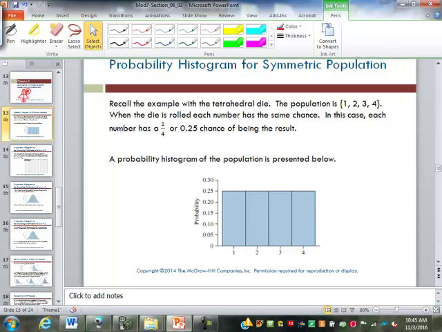So recall the tetrahedral dice, we had the population was 1, 2, 3, 4. The probability of rolling each number on the die is the same, 0.25, assuming it's a fair dice. So each number has a 1 in 4 chance of being in the result. So that is not a normal distribution. This is what we call a uniform probability distribution.